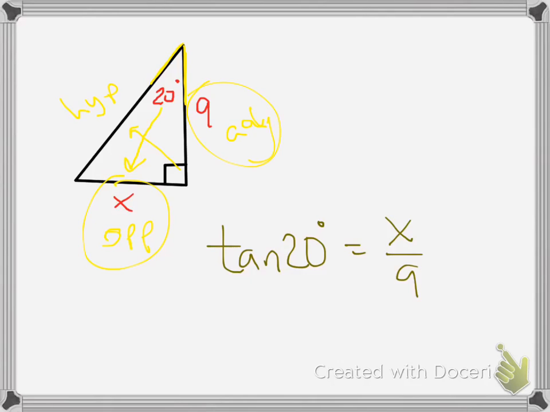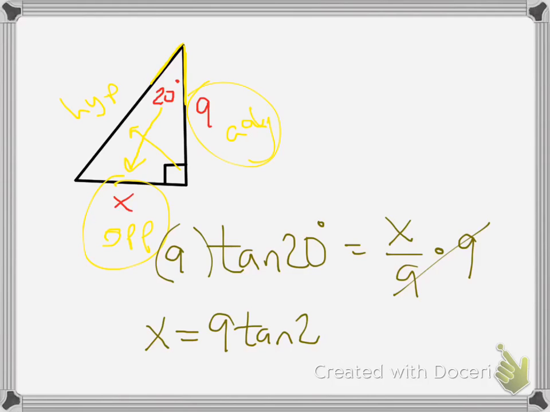But from here, we need to solve for x. To solve for x, we need to undo this division by 9. So I'm going to multiply to undo the division, and I have to multiply on both sides by 9. These will cancel, and then x is going to be equal to 9 times the tangent of 20 degrees, whatever that is. You're going to need to resort to a calculator to figure that one out. And from the calculator, this works out to be approximately 3.276, if you want to go to that many decimal places.